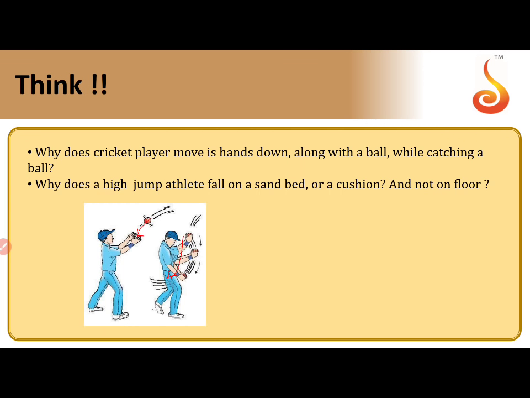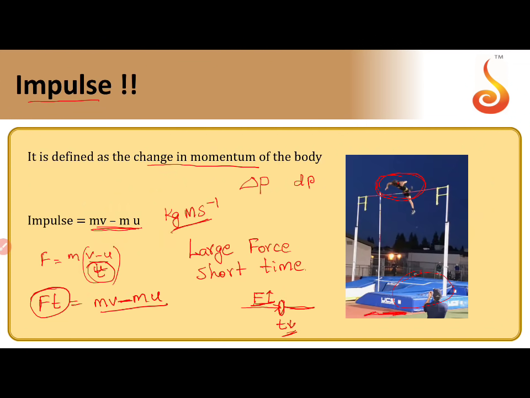We move on to the next concept. Why does a cricket player catch the ball and move his hand through some distance before bringing the ball to a stop? Or why does a pole vault athlete fall on a cushion? It is because when they jump or catch the ball, a large force acts on them for a short interval of time. The impact of this is very, very high. When you slap somebody, or when you hit a nail with a hammer, the force acting on it is very large and it is for a short interval of time. This is called an impulse or an impulsive force.